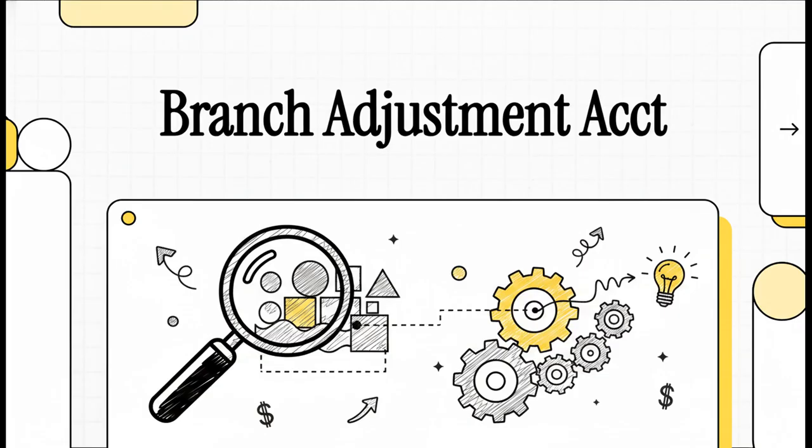We're going to skip the basic stuff today and jump straight into the actual mechanics. How exactly do head offices isolate real profits when they're dealing with intentionally manipulated branch stock values? Let's get right into it.